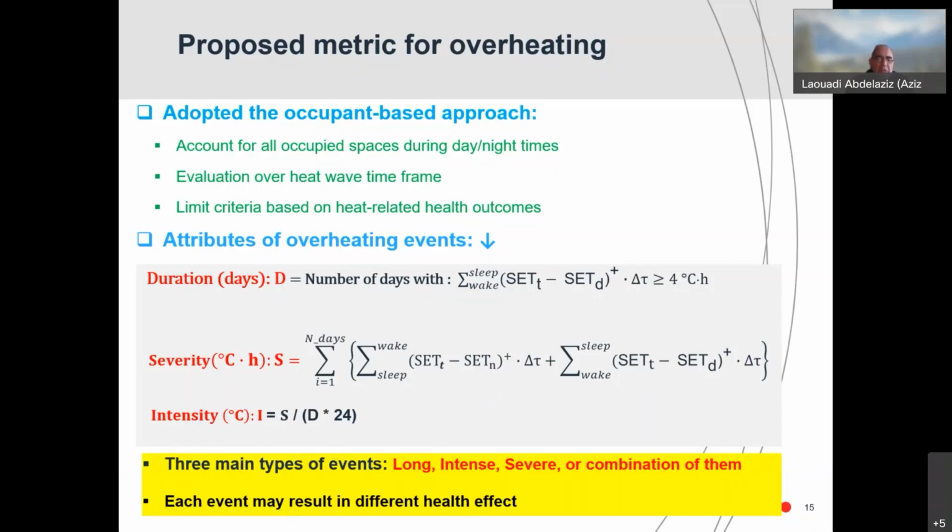According to these attributes, we can distinguish three types of event: long, intense, severe, or a combination of them. And each event may result in a different health effect. For example, a severe event or a long event may result in body dehydration, whereas an intense event may result in high core temperature.